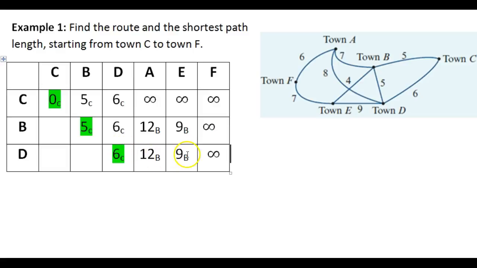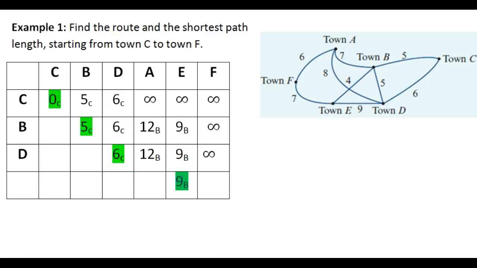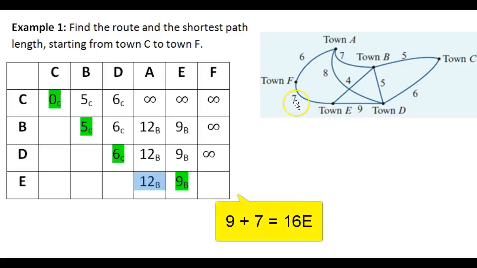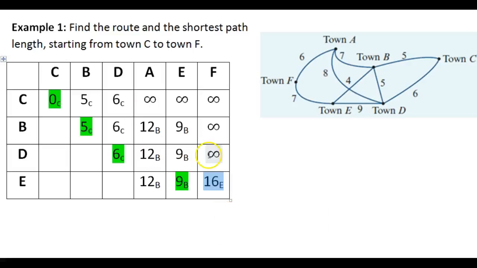Alright, so the next smallest value is this one, 9B, from column E. So it goes as our next box value in the row, and the row is now via E. So we've done this one, this one, and this one. They've all got highlights, box values. Let's look at E to A. Well, we can't get from E to A, so that's infinite. So 12B is better from above. Let's look at E to F. Can we get to F? Yes, we can. We have an additional 7. So 9 plus 7 is 16, and that's via E, and that's definitely better than infinity.